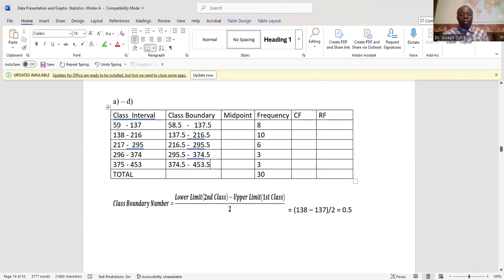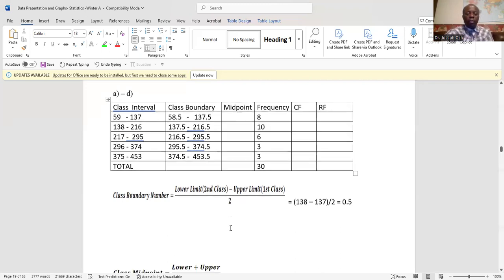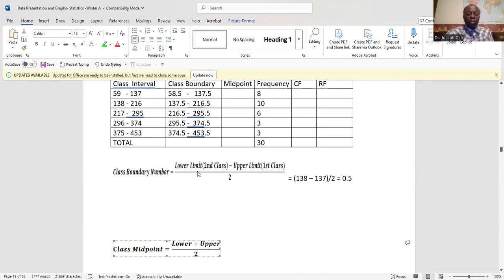You can see that here it is 59 to 137, and the next one is 138. So you can see that there's a little gap of 1 point. But here the gap is closed. There's no gap anymore. That's why they call it class boundary. Any questions so far, guys? No question. Good.